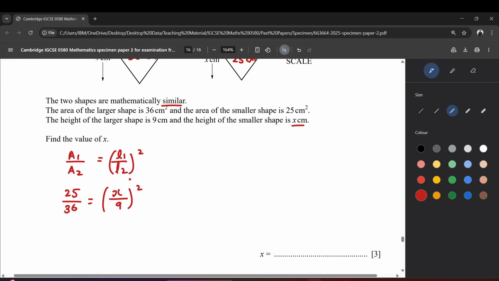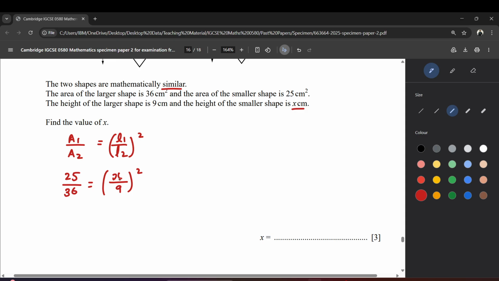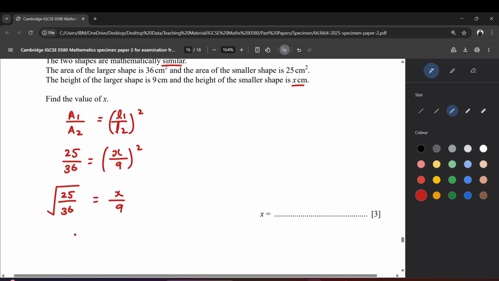Now what you can do is, instead of opening up the bracket or taking x square upon 9 square, we can take square root both sides. Square root of 25 upon square root of 36. Because both of these values are under root, we can also write this as root of 25 over root of 36. Why can we do this? Because the rules of surds allow us to do this.